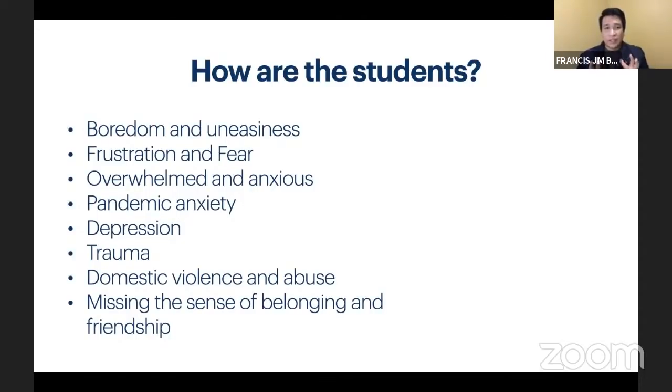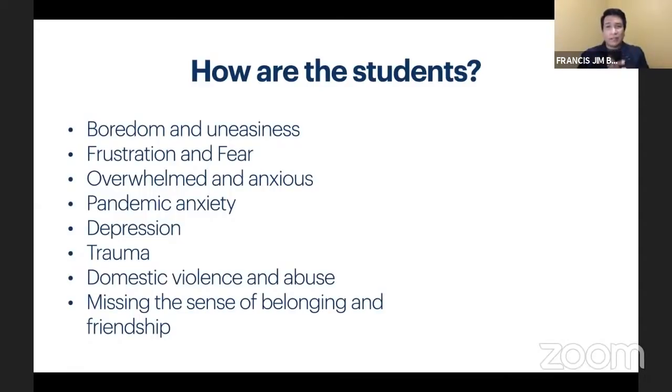Students miss the sense of belonging and friendship. If you ask them who they miss, it's their friends in school. If you ask them what they are missing, it's their classmates that they play with, or friends that they play with and work with in school. So these are the very reality of what our students are experiencing right now.